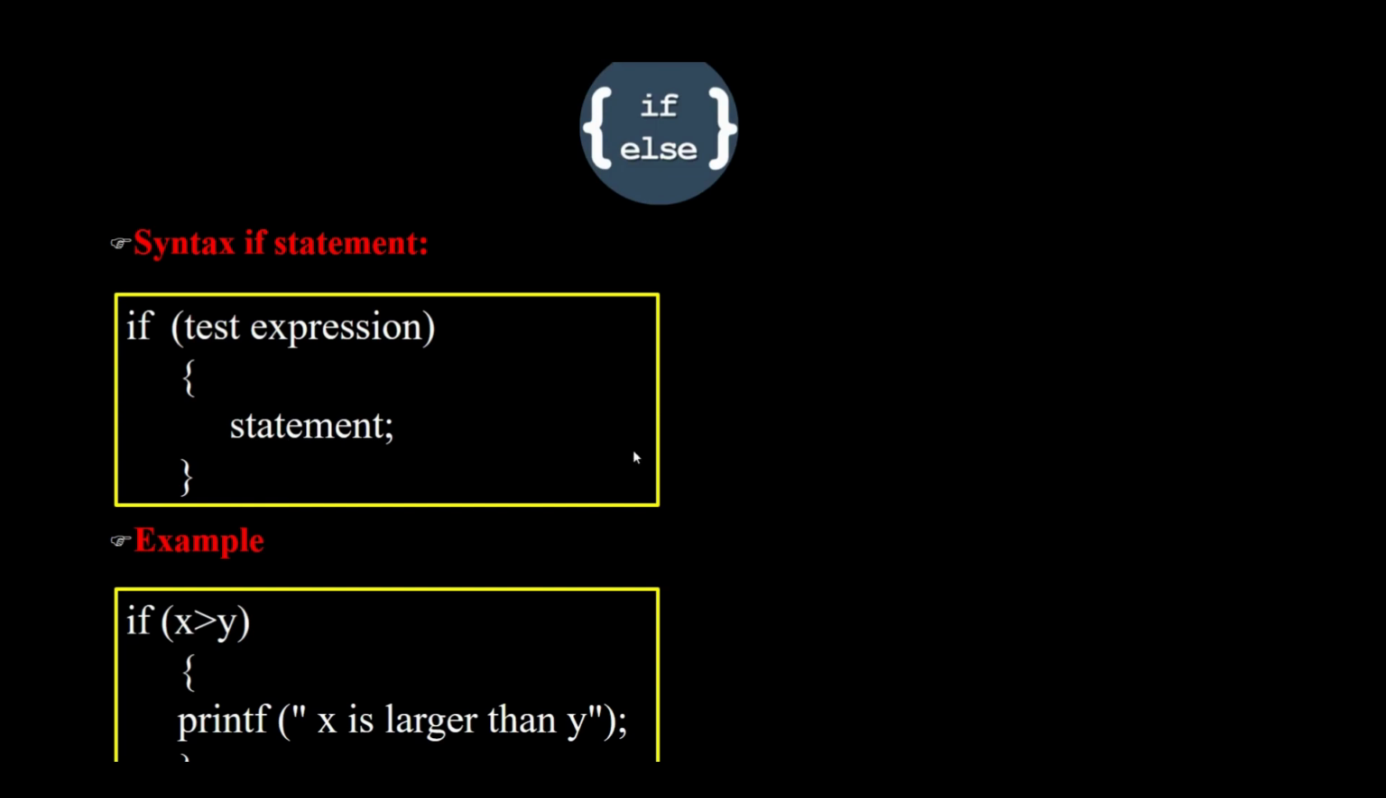For example, here we have this line of code: if x is bigger than y, printf x is larger than y. So if this test expression is true, if x is bigger than y, the compiler will print x is larger than y. If x is not larger than y, the compiler will not enter this statement and will ignore this line of code. Now we will pass to testing our if statement with the first code.